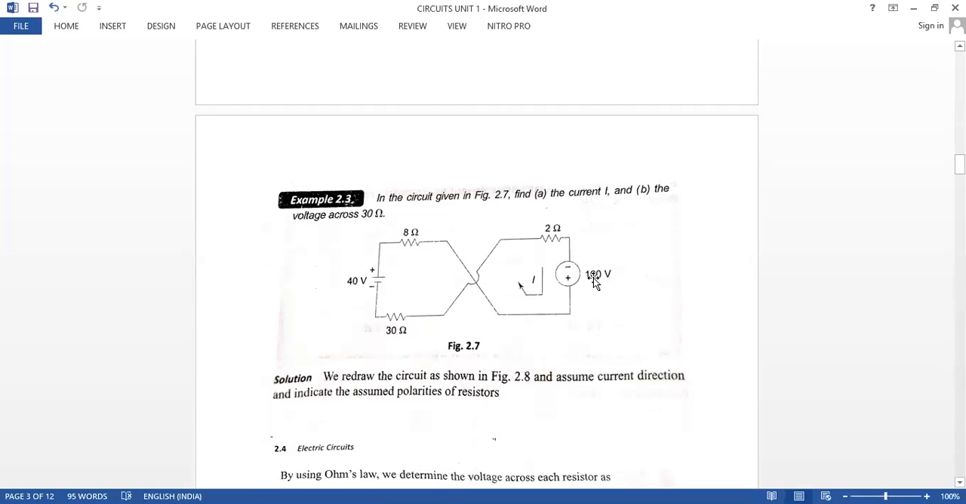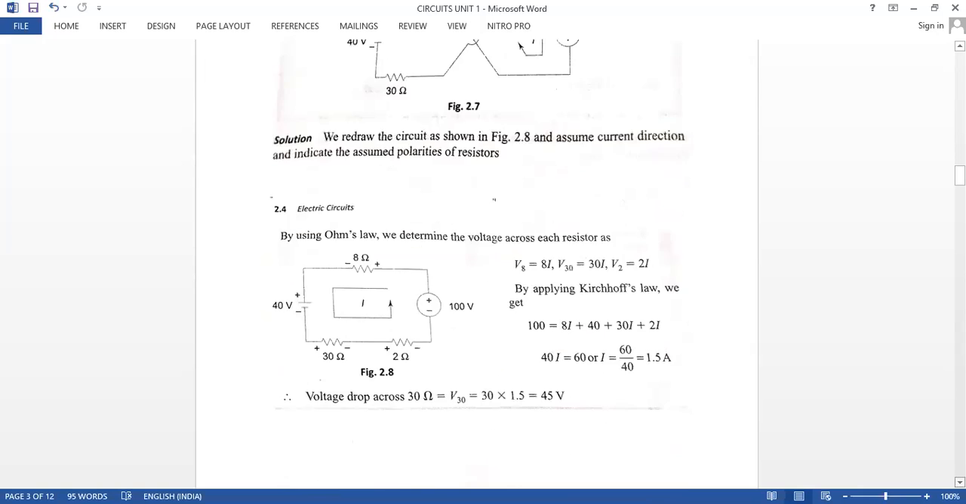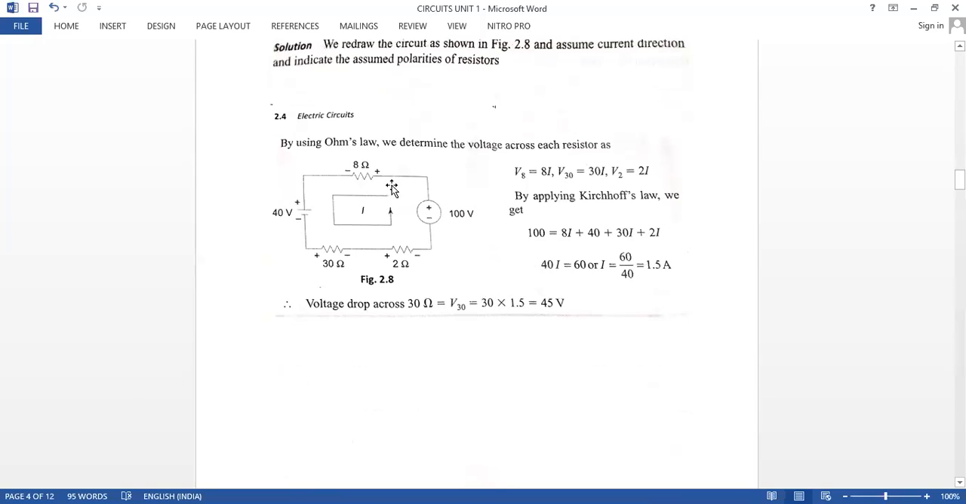That means you can rotate this one, anything. You can rotate the first part and you can rotate the second part. So let us rotate this second part. After rotation, you see, the 100 volts, which was negative, which was down, moves to the top. Now all of you, you see this circuit.